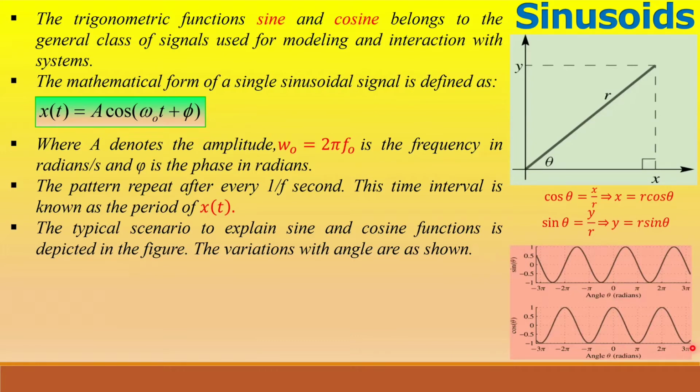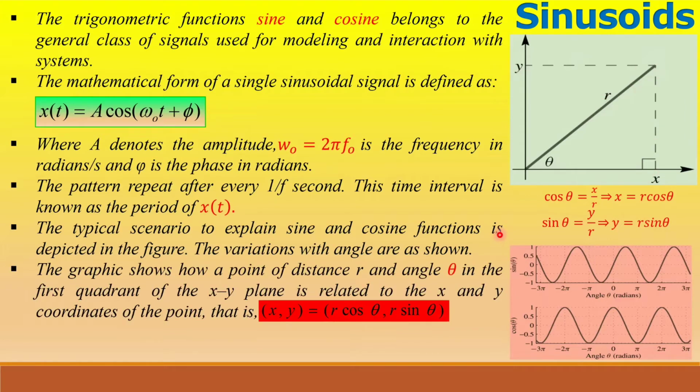The graphic shows how a point of distance r and angle theta in the first quadrant of the xy plane is related to the x and y coordinates of the point, that is, the pair (x, y) equals the pair (r cos θ, r sin θ). Note that the function plots are identical in shape, with the sine plot shifted to the right by 90 degrees, that is, the sine function is a delayed version of the cosine function. We also observe that both waveforms repeat every 2π radians. Additionally, the amplitude of each ranges from -1 to 1.